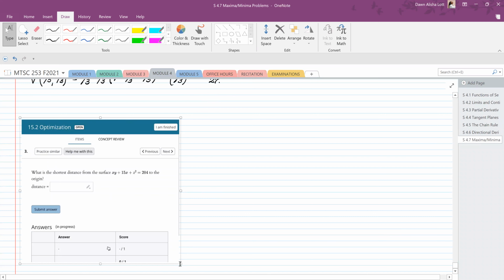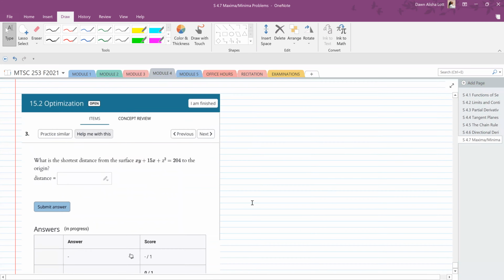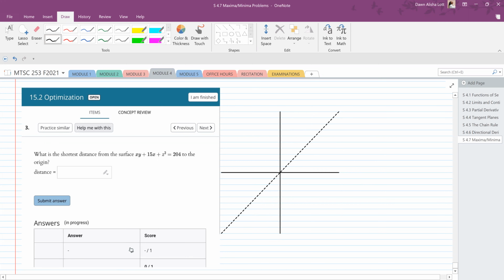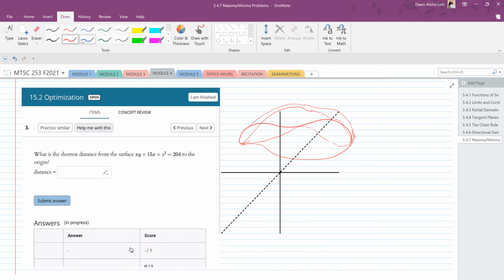Okay. So what is the shortest distance from that surface to the origin? Okay, so how do we do that? All right, so here's the origin, right here. And there's some surface. Who knows what the surface looks like that's floating over top? There's some surface floating over top here. Okay, this is the surface. And we want to find the shortest distance from the surface to the point, so to the origin.